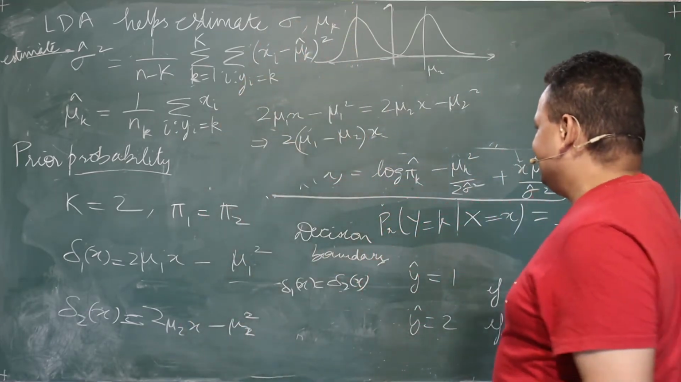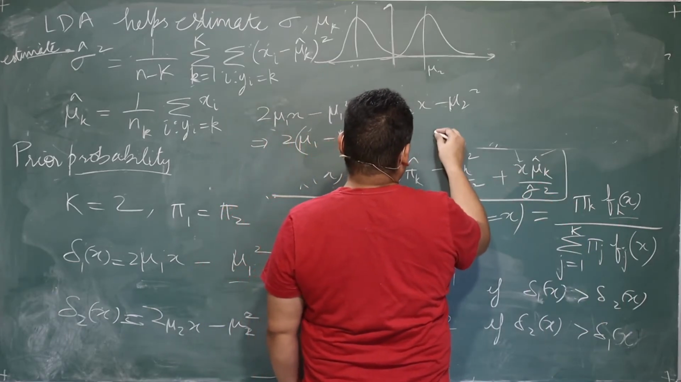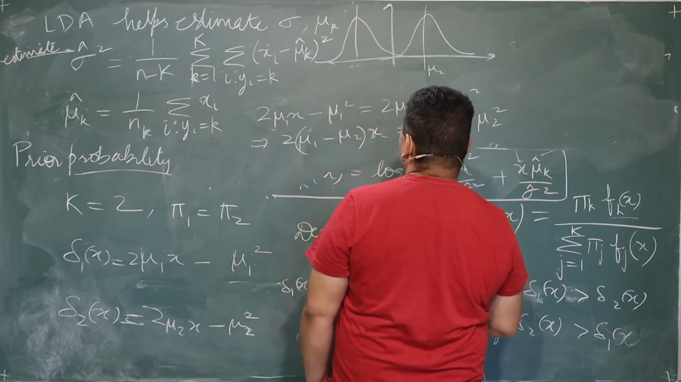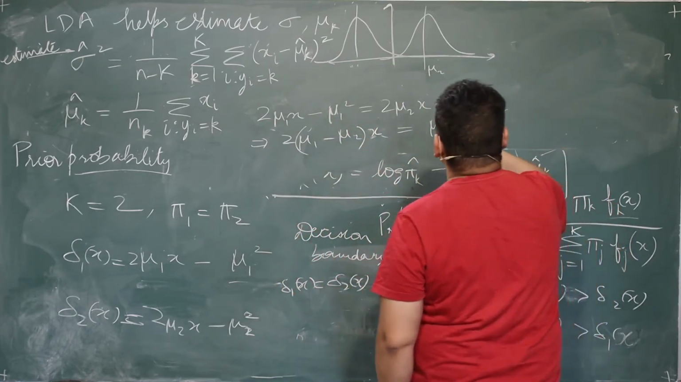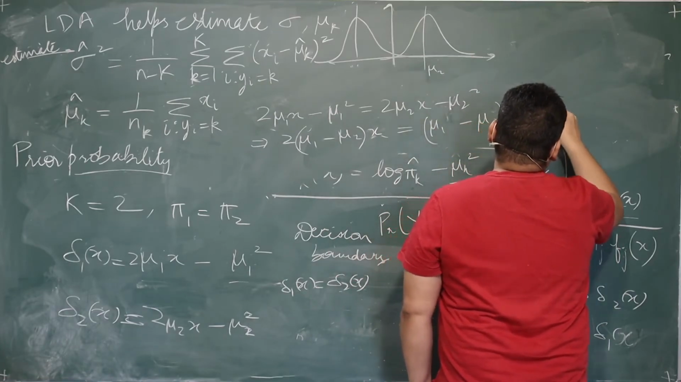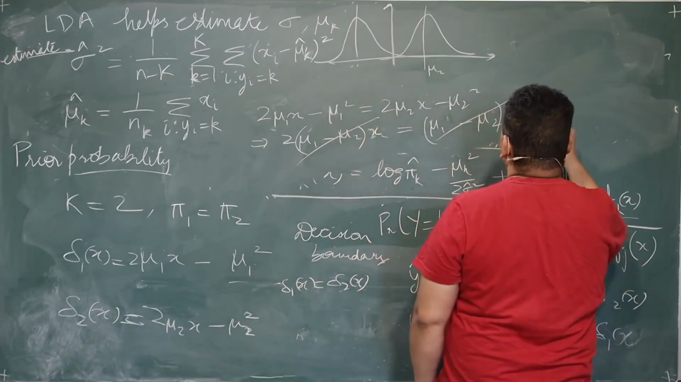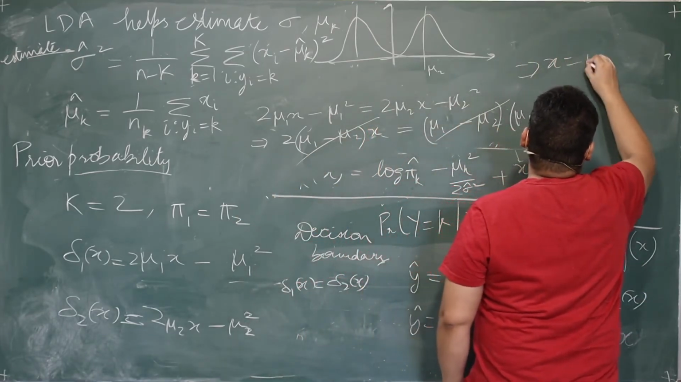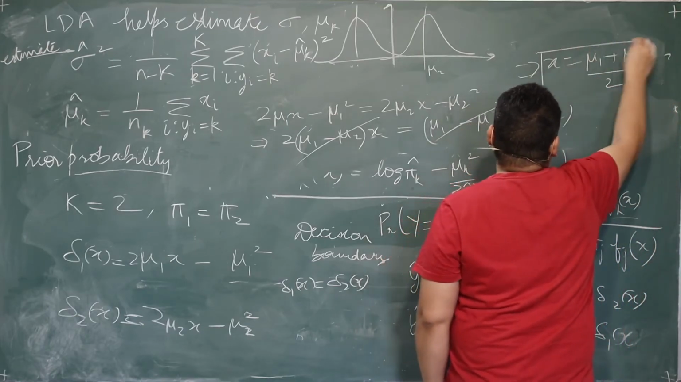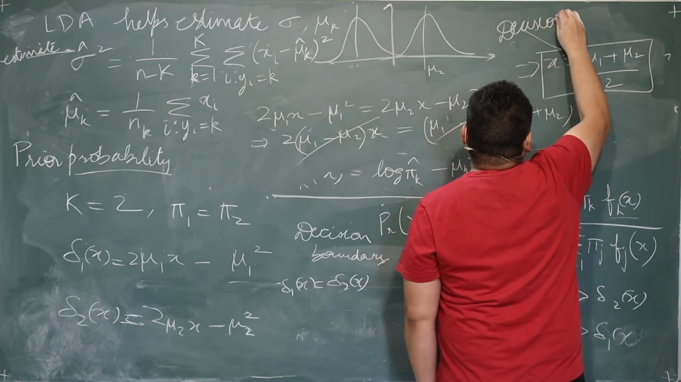Okay? So this comes out to be mu1 squared minus mu2 squared. What is mu1 squared minus mu2 squared? It is mu1 minus mu2 into mu1 plus mu2. mu1 minus mu2 is gone, and finally you get x is equal to mu1 plus mu2 divided by 2. So that is your decision boundary.